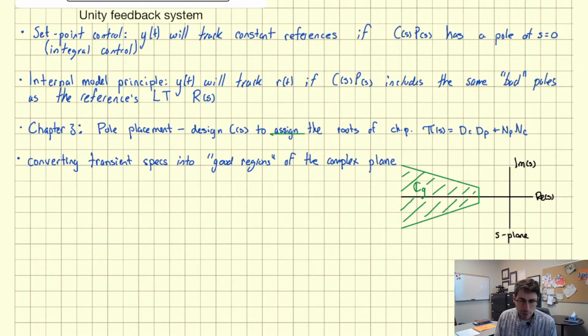Now that we have a way of picking desirable pole locations, it's time to actually come up with the controllers. At the end of last class, I stated the pole placement problem, and so now we'll just state the solution, and then we'll start doing some examples. Okay, so here we go. The result here is theorem 3.2.1 in the notes.